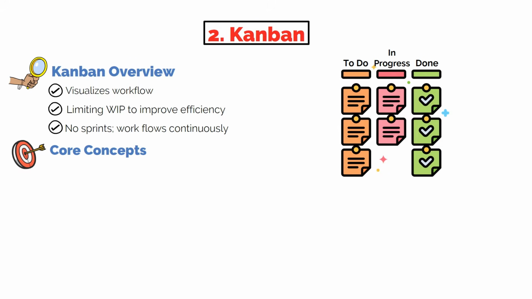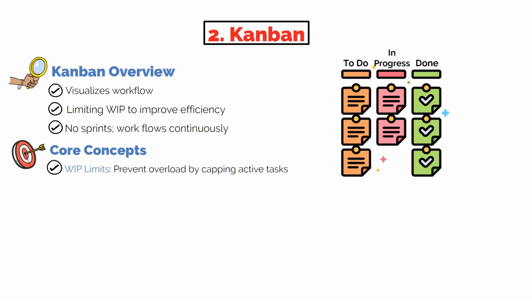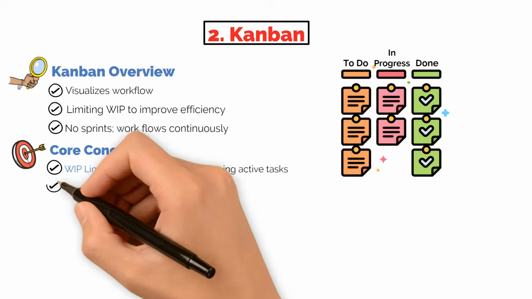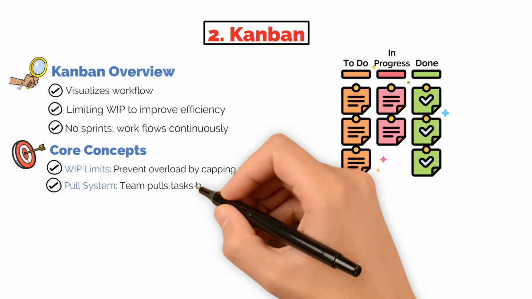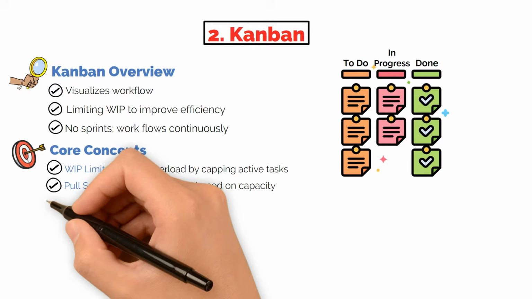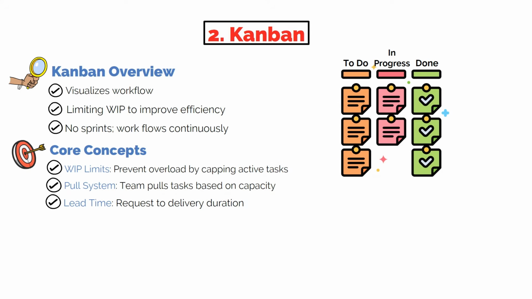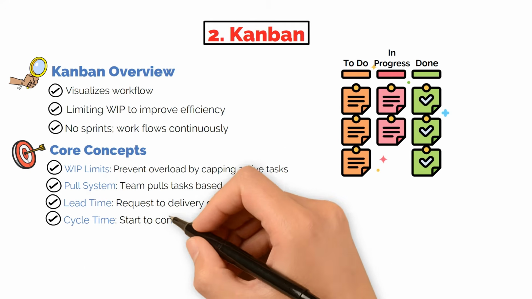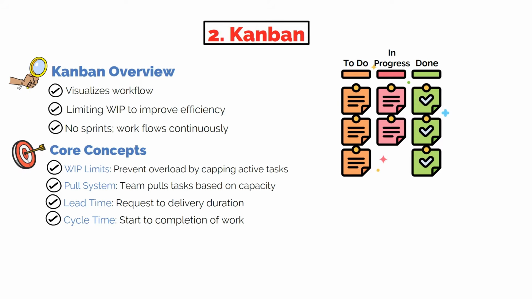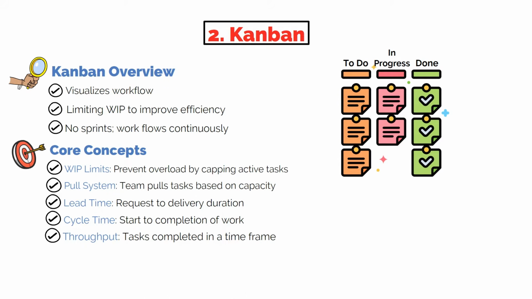Core concepts include: work in progress limits, which control how many tasks are in progress at once to avoid overload. Pull-based system: the team members pull work based on capacity rather than being assigned tasks. The lead time is the total time from request to delivery. Cycle time is the time taken from the start of the work to completion. Throughput is the number of items completed in a time frame.